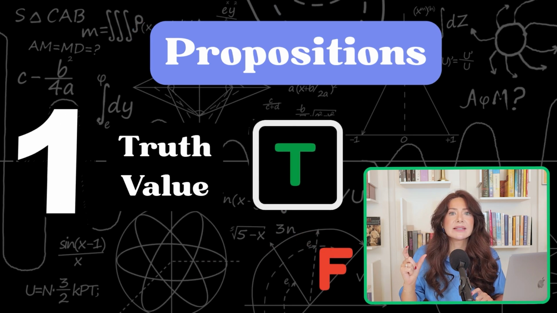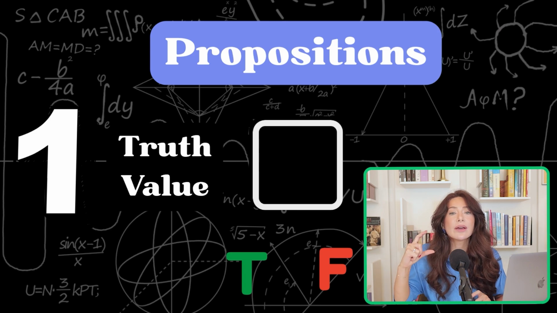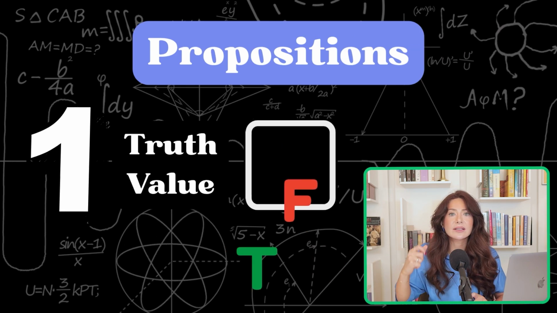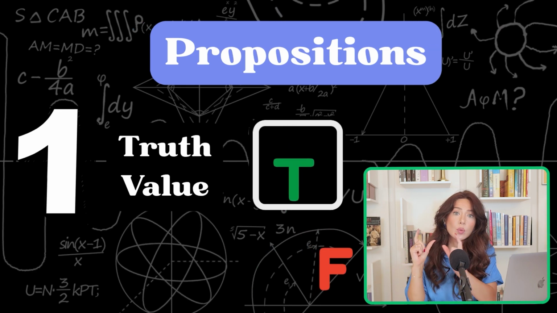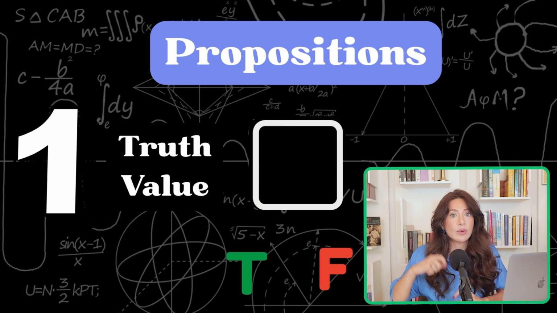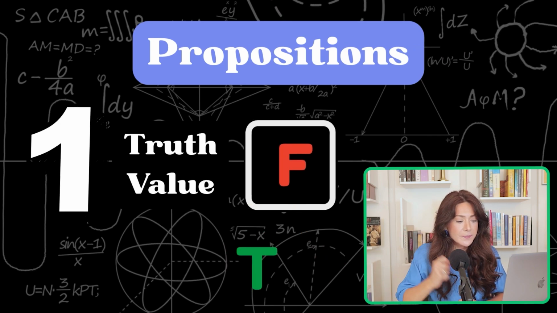Truth value is basically the status of a proposition. It's either true or false. It's either spin up or down. It has one slot, one little box where you have to say true or false, okay?